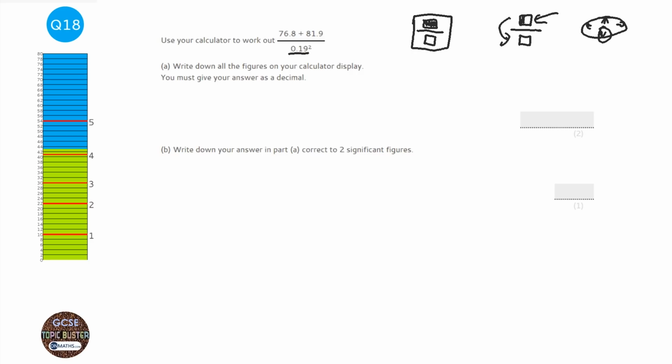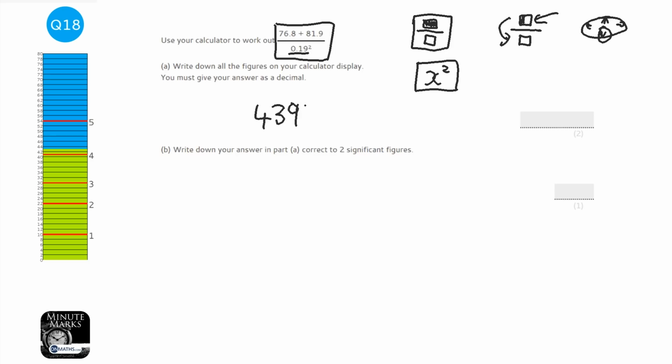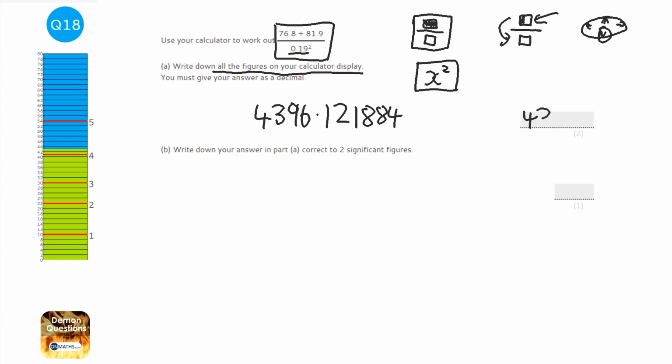And then to get the squared button, it's on like that. So you just press that, and it looks exactly as it does in the question on the screen, so you know you've got it right. So you press the equals, and mine comes up with 4396.121884. Now, it might be tempting to try and round that, but it says it wants all the figures, so just put them all in.